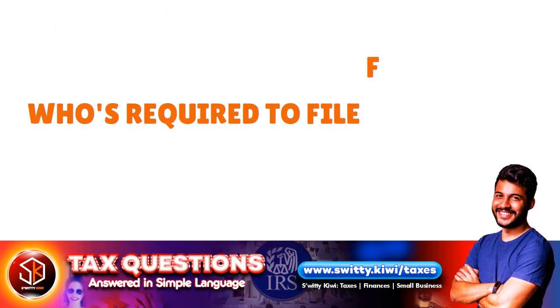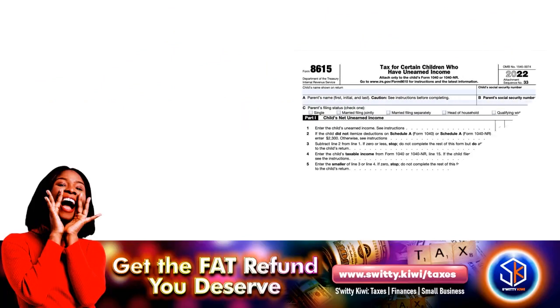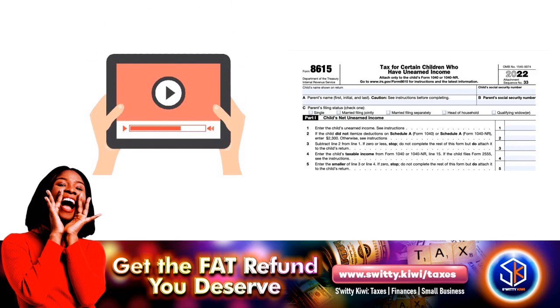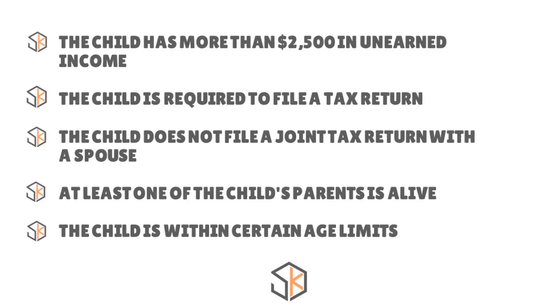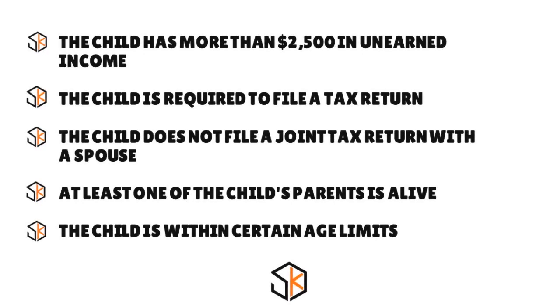So let's talk about eligibility. Who is required to file Form 8615? For this year, Form 8615 needs to be filed if all of the following conditions apply. We're going to put this on the screen so everything is clear for all our viewers. The child has more than $2,500 in unearned income. The child is required to file a tax return. The child does not file a joint tax return with a spouse. At least one of the child's parents is alive. And the child is within certain age limits. Those 5 conditions must all apply.